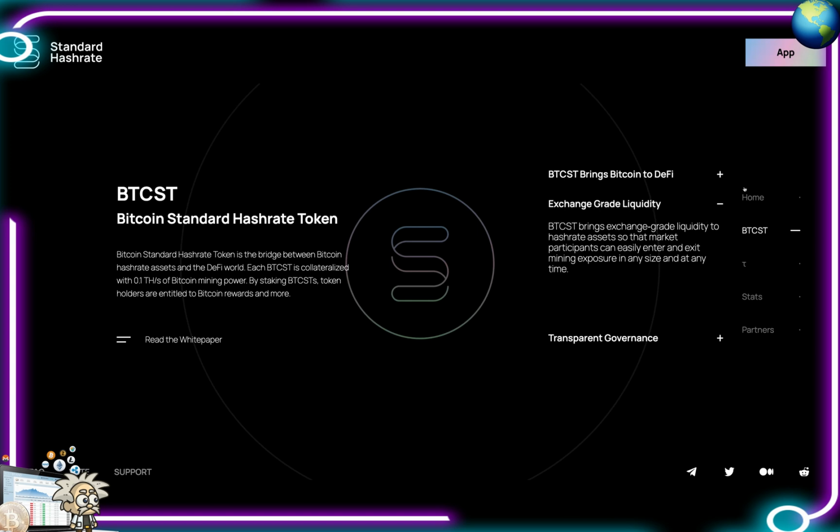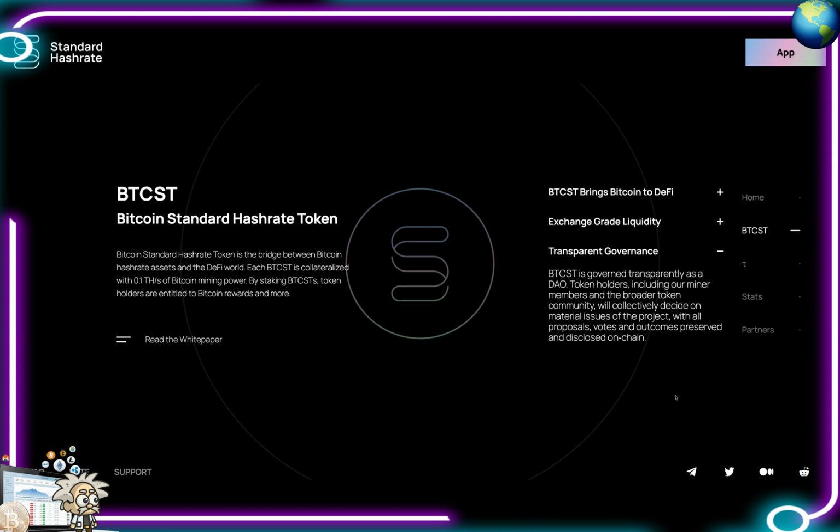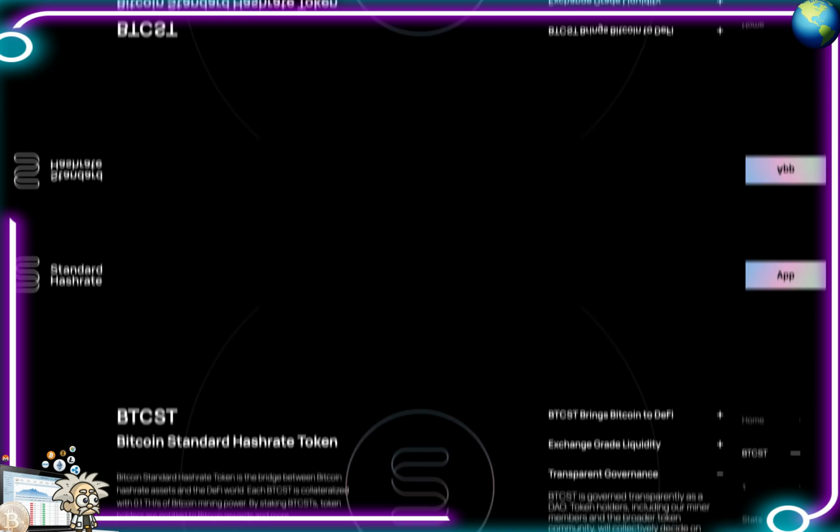BTCST brings exchange-grade liquidity to hash rate assets, guys, so that market participants can easily enter and exit mining exposure in any size and at any time. Their transparent governance is also something to note, guys. They're governed transparently as a decentralized autonomous organization. Token holders, including their miner members and the broader token community, will collectively decide on material issues of the project, with all proposals, votes, and outcomes preserved and disclosed on chain.